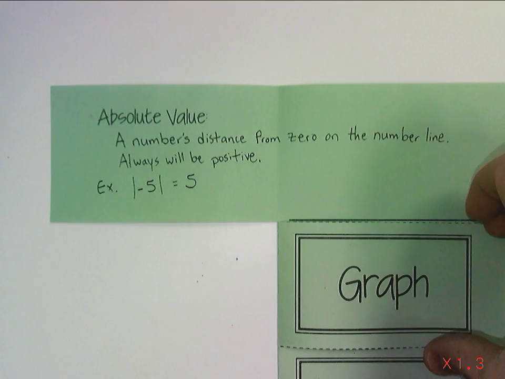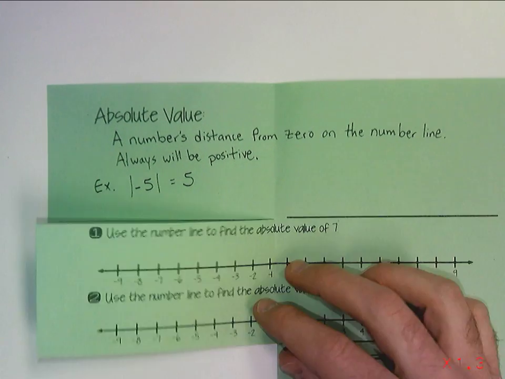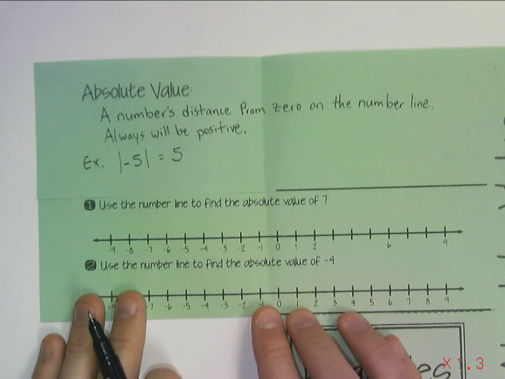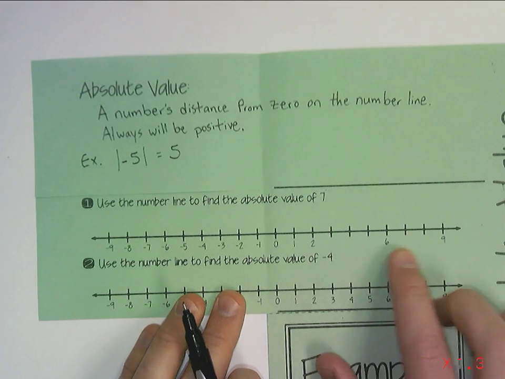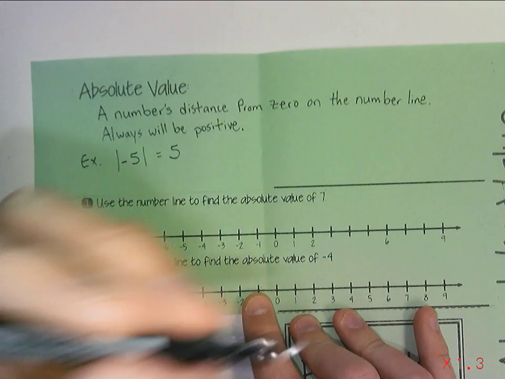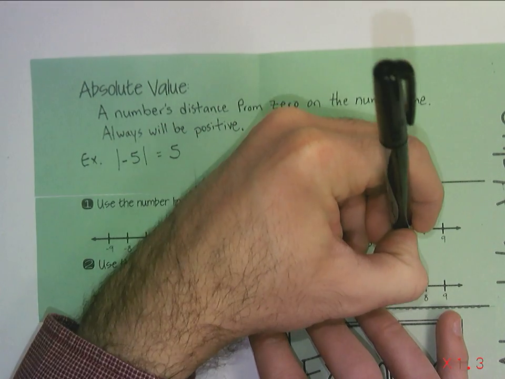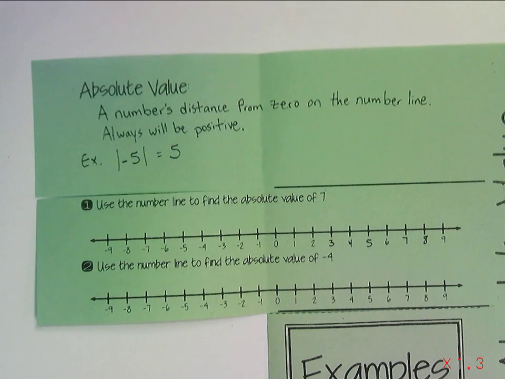So let's look at a graph and see what this looks like graphically. It says here, use the number line to find the absolute value of 7. Now quickly, some of these numbers are missing here, so I'm just going to fill them in, and you can do the same. 3, 4, 5, and 8. So 3, 4, 5, 7, and 8 you'll need to fill in there.